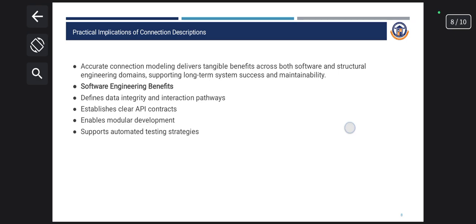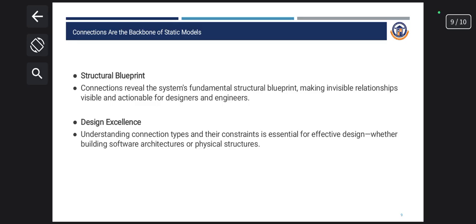The next one is that connections are the backbone of static models. To summarize, these connections reveal the hidden architecture of a system. They make invisible relationships visible and actionable for designers. Connection types also give the following benefits. The first one is design excellence, which helps software be robust, scalable, and maintainable.